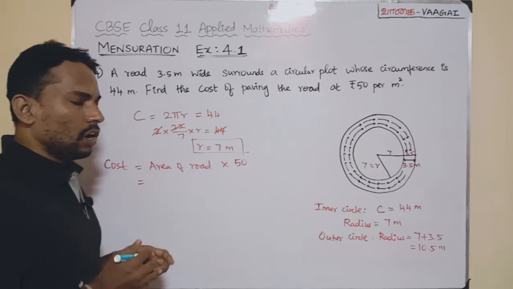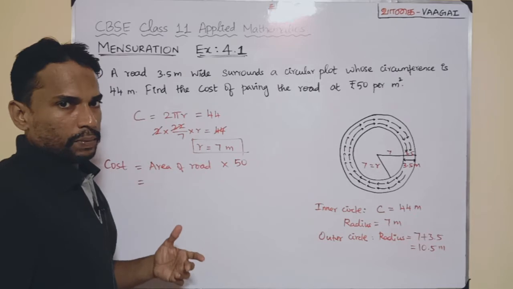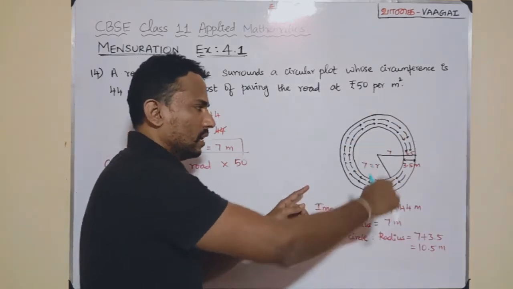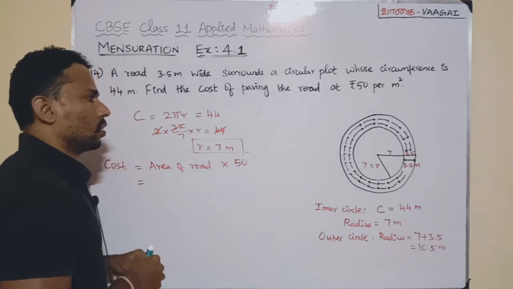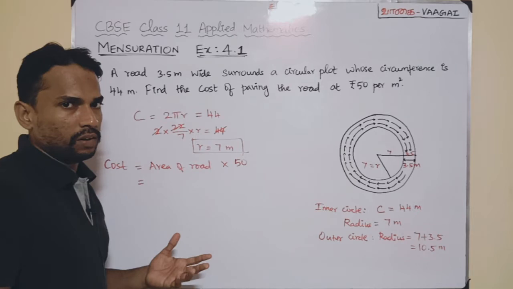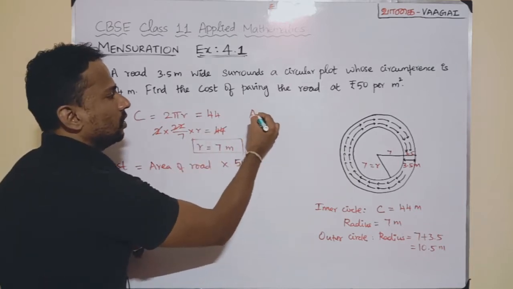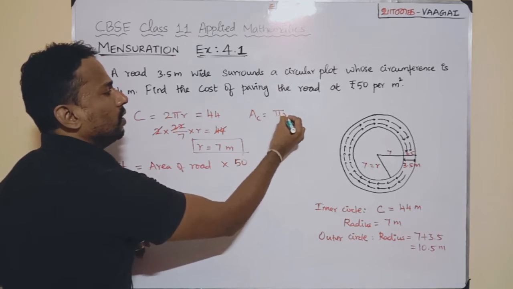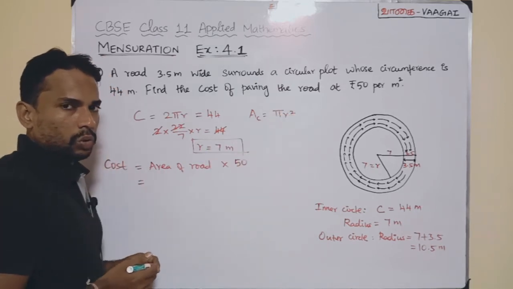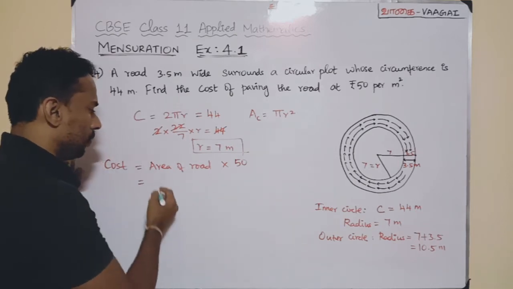Now what about the area of the road? Area of the road can be found by the calculation of outer circle area minus inner circle area. That's it. So now what about the outer circle area? We know the area of the circle formula, right? Area of the circle is going to be pi r square, where r is the radius. Now here we need to find the area of the road. So outer circle's area, first we have to find.